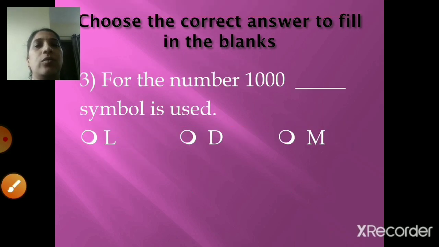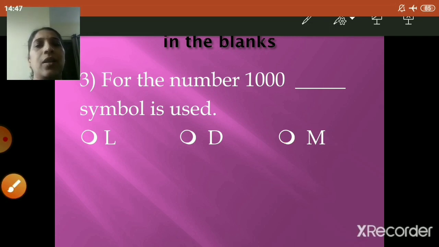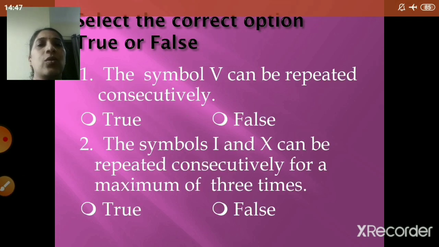Let's take one more. For the number 1000, which symbol is used? You will get 3 options: L, D and M. Out of these 3, you are going to select the right answer. So the number 1000, what is the symbol? M is the symbol, right? So this will be your answer. So let's see the next question.